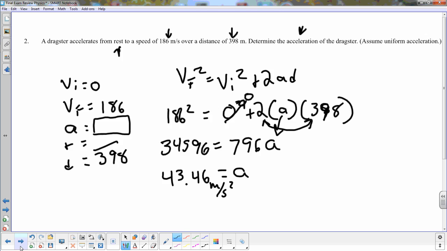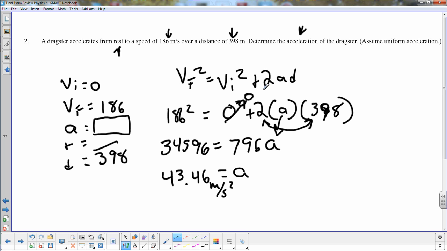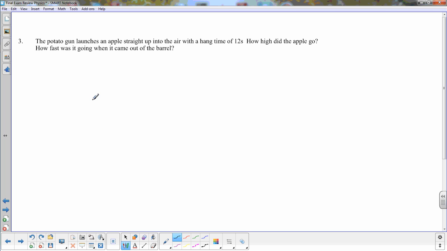Third, potato gun launches an apple straight up. So again, we're still dealing with one-dimensional kinematics, and this is something I want to make a big deal about here. Note, the acceleration is not 10. An acceleration of 10 or negative 10, as we've been dealing with, is only when you're doing something that has to do with free fall. So a potato gun shooting straight up and something coming straight down, that's free fall. That's when you're going to have acceleration of negative 10.